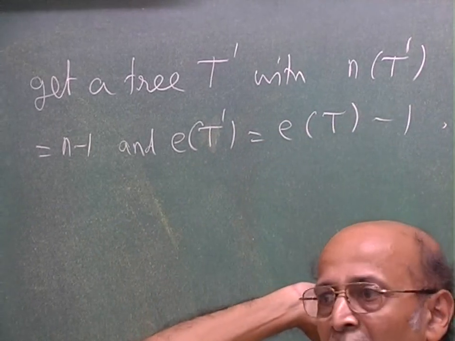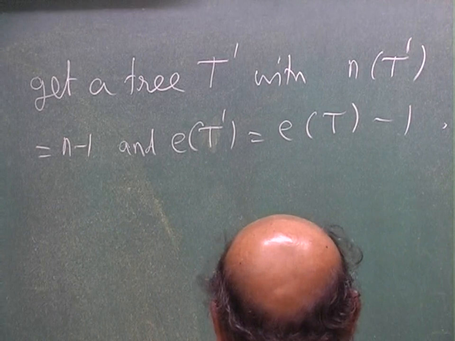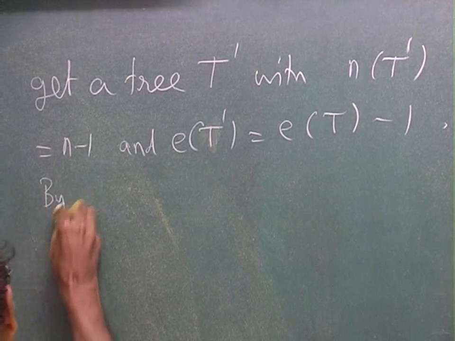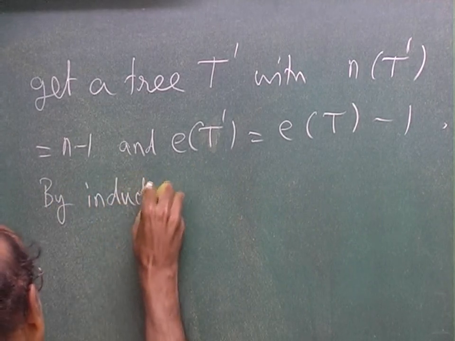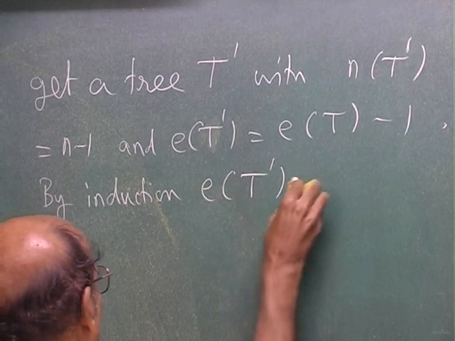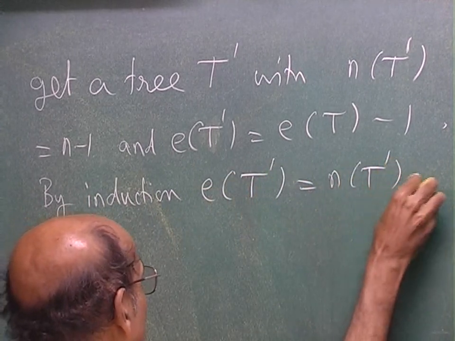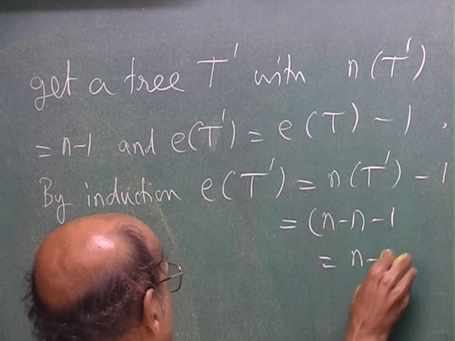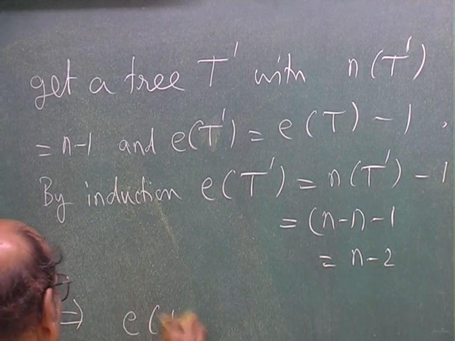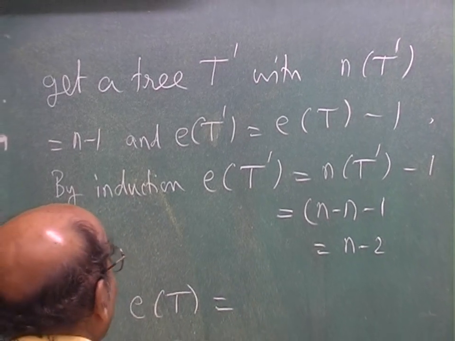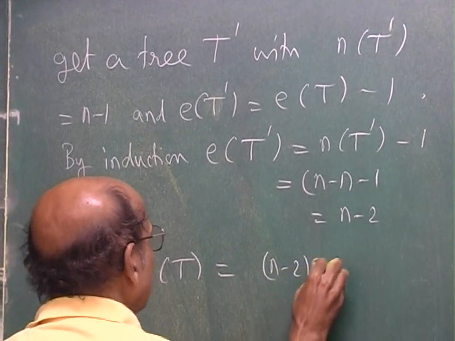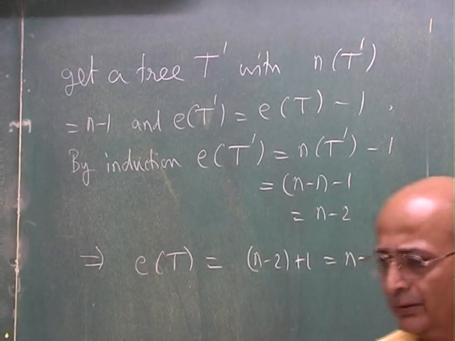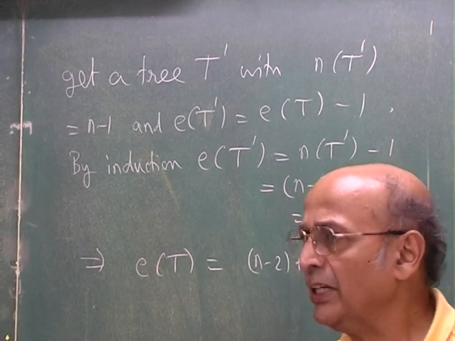One vertex is less, one edge is also less. By induction, number of edges of T prime is number of vertices of T prime minus 1. Which implies that number of edges of T would be, okay. So a tree with n vertices has n minus 1 edges.